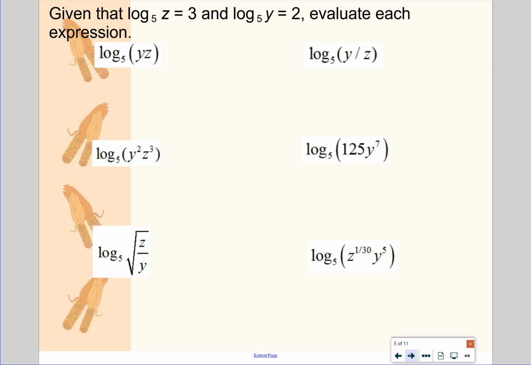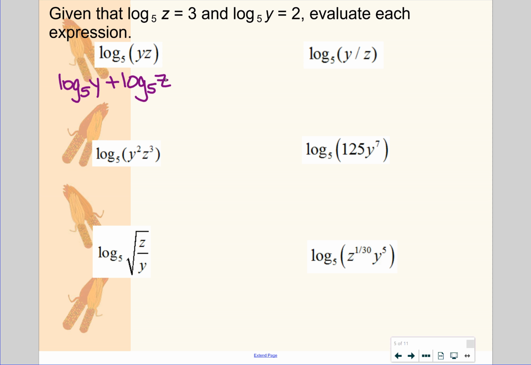So those numbers at the top, you're going to use very last in the problem. My first problem says I have log base 5 of y times z. If I were going to expand that, because it's multiplication, it would expand using what operation? It would change to addition. So it would be log base 5 of y plus log base 5 of z.